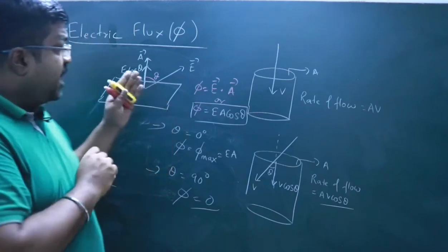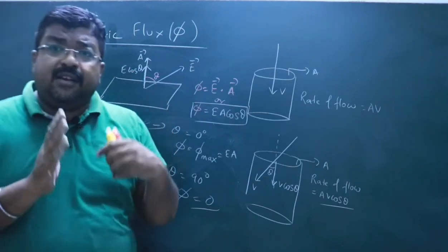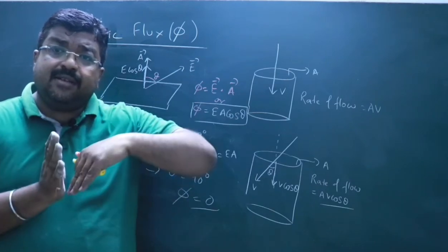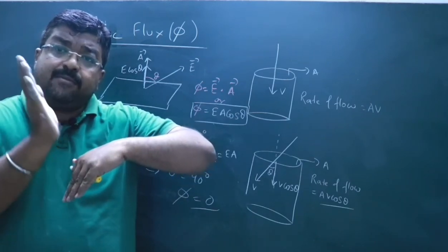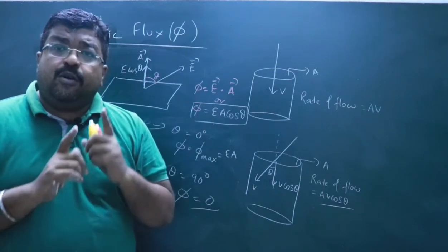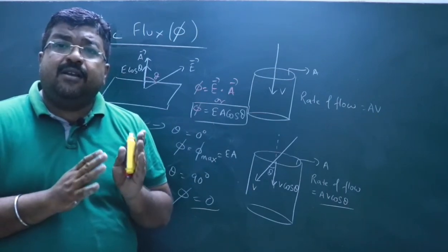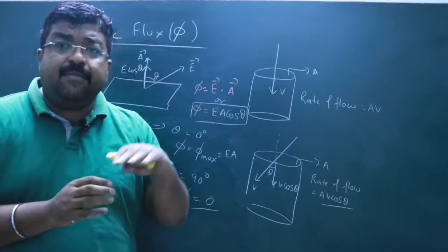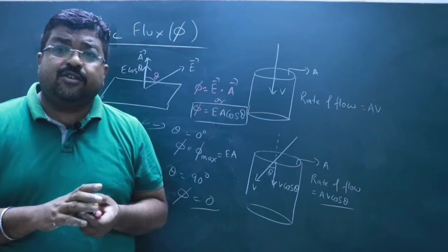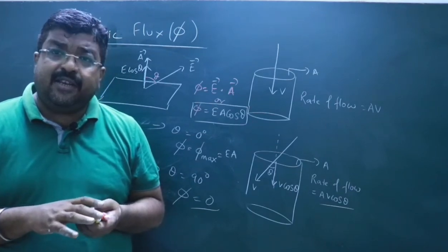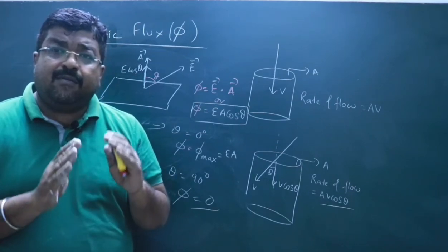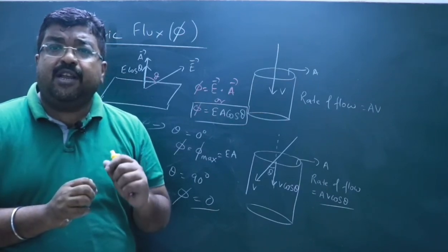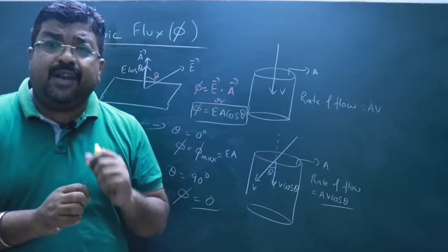So remember, when we are calculating the flux, we are taking the electric field perpendicular to the area, or we are making the area such that the electric field becomes perpendicular to the area. So electric flux is defined as the number of lines which are passing through the area, with the area being held perpendicular to the direction of the electric field intensity.